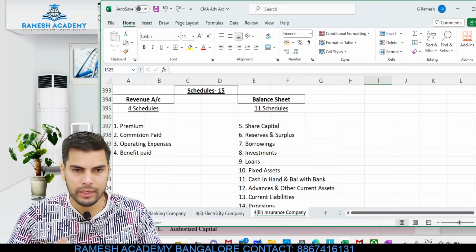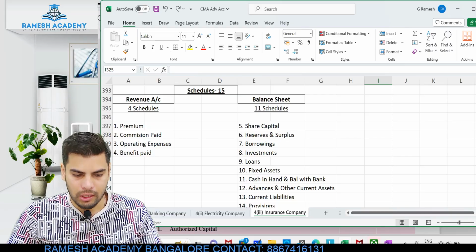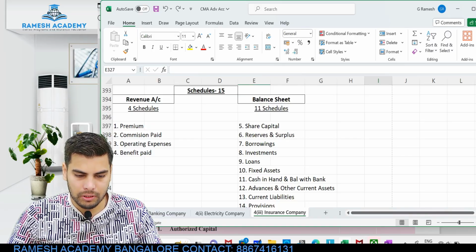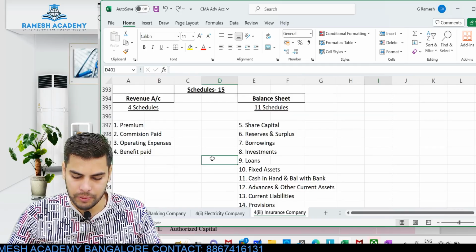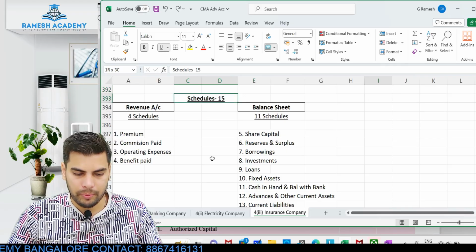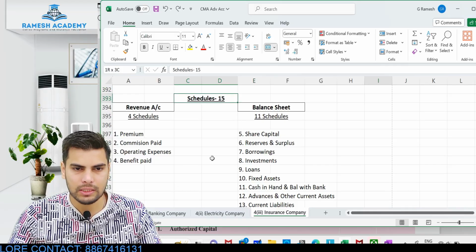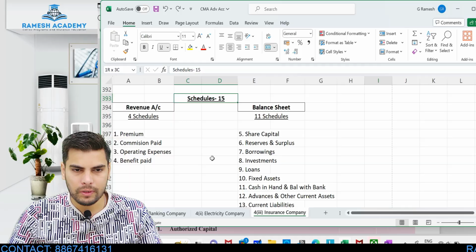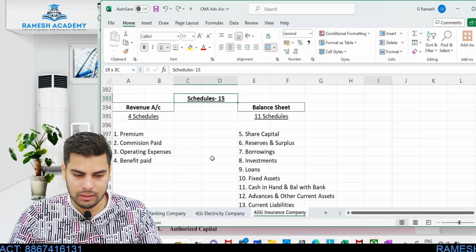Mainly related to your revenue account as well as balance sheet. So let's quickly recall the numbers relating to each and every schedule. Totally we have got 15 schedules, right? When it comes to preparation of financial statements of a life insurance company or a general insurance company, in both cases we have got 15 schedules. Here we were discussing the life insurance companies first.